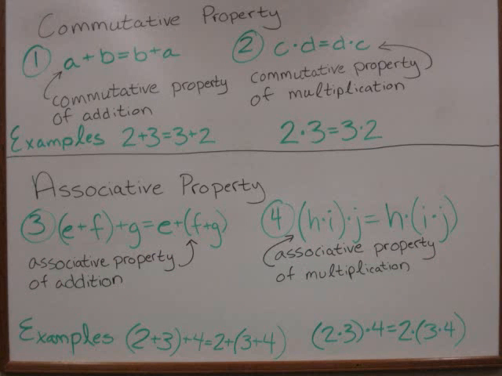First, you can see we have the commutative property. This comes from the French meaning to move around. The commutative property of addition just lets us switch back and forth and move around the numbers. The commutative property of multiplication does the same thing. Now, if you look below that, the associative property is a little bit different. With the associative property, we're just changing the terms within the parentheses.